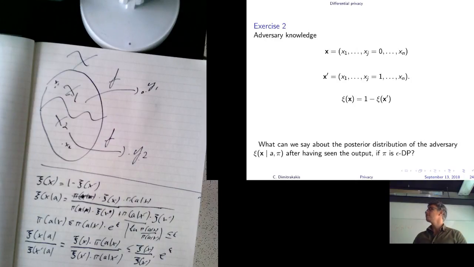Okay. So this is like the posterior view of differential privacy. And this holds for any mechanism. You don't have to really say anything about x being 0 or 1 or anything like that.